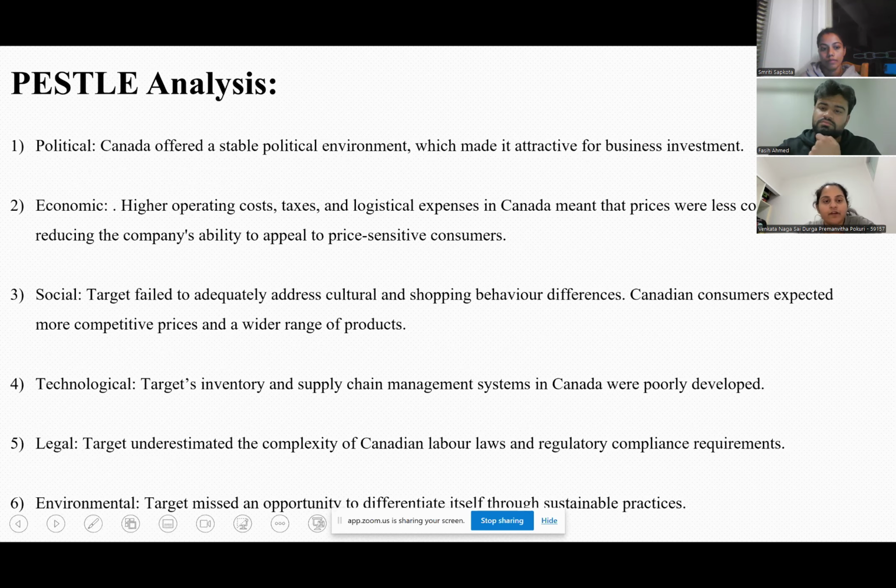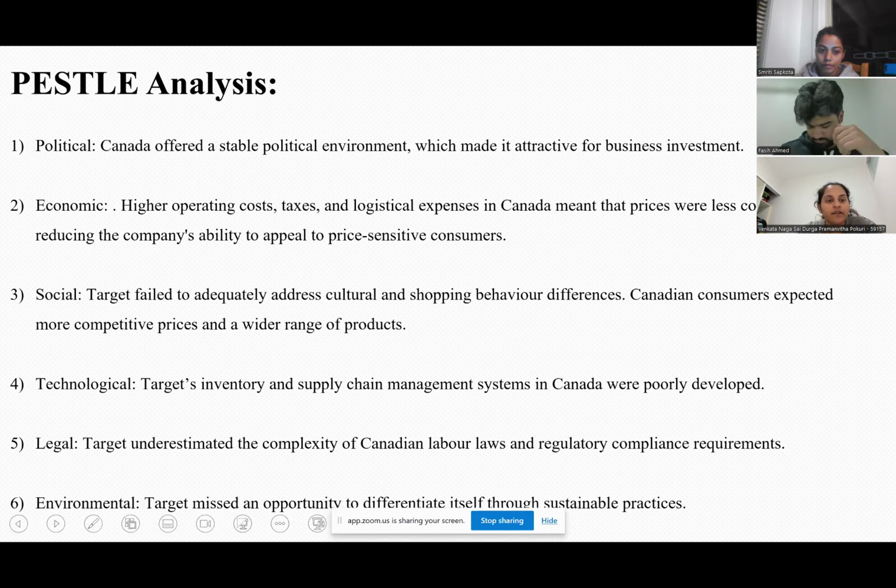Economic: while Canada's economy was strong, it did not allow Target to maintain the same low pricing model as in the United States. If you compare, higher operating costs, taxes, and logistical expenses in Canada meant prices were much less competitive. And when it comes to social, Target failed to adequately address the differences in shopping behavior between Canada and the US. Canadian consumers expected more competitive prices and a wider range of products compared to the US.